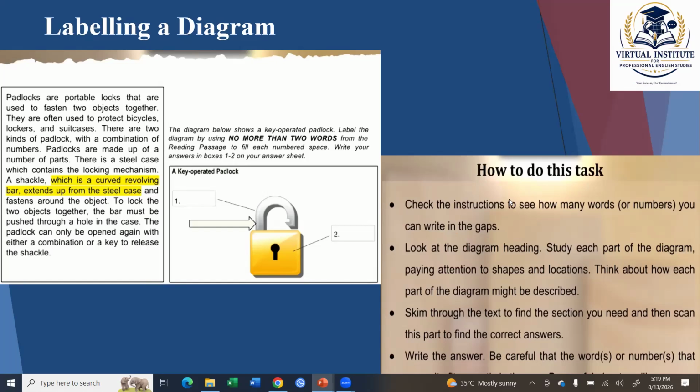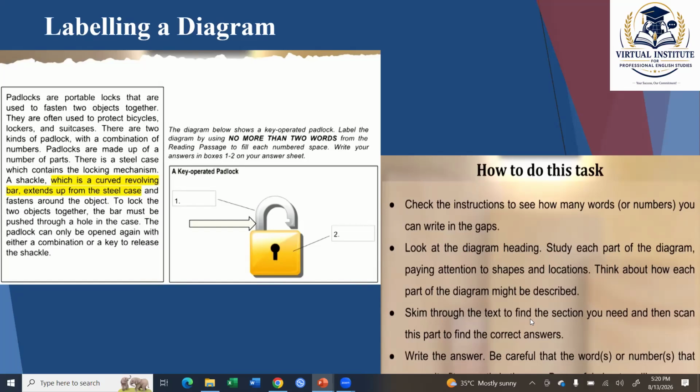Now, how should this task be done? Check the instructions to see how many words or numbers you can write in the gaps. So we can write no more than 2 words, right? And then look at the diagram heading. So the diagram heading is here, right? Study each part of the diagram and pay attention to shapes and locations. So we have paid attention, and this is the curved shape, and this is what we can see here in the writing as well. And we have found what the label of this curved shape should be, right? Think about each part of the diagram which might be described. So all these parts might be described here in this passage.